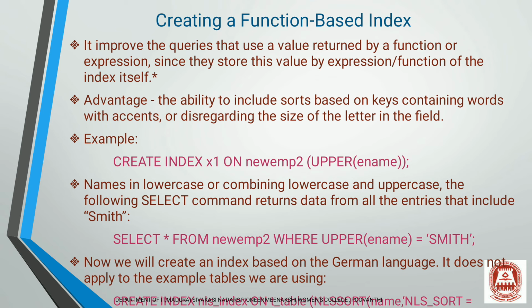Next, names in lowercase are combined with lowercase and uppercase. The following select command returns the data from all the entries that include one particular name, Smith. So this is the command for that. Select star from new EMP2 where upper, within the bracket, name. This is the column name I am going to use here. So the name should be Smith. So this is another example for creating a function based index.